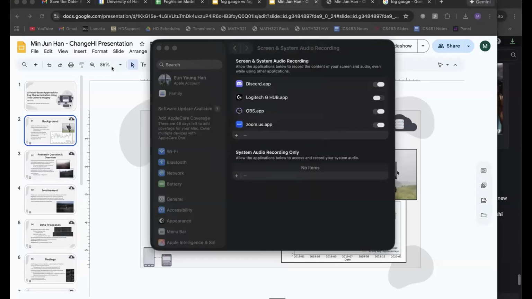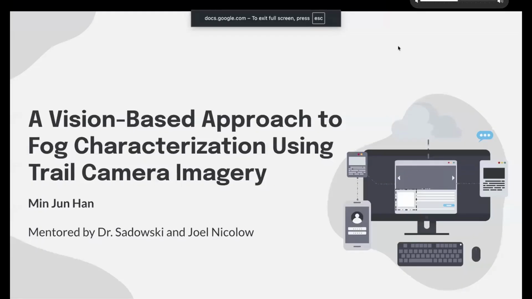Right, awesome. Are you able to see my screen? Yes. Okay, perfect.